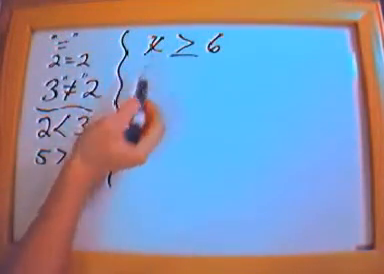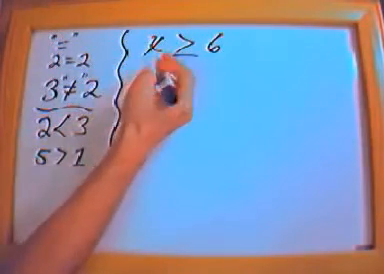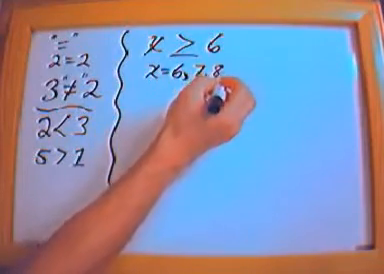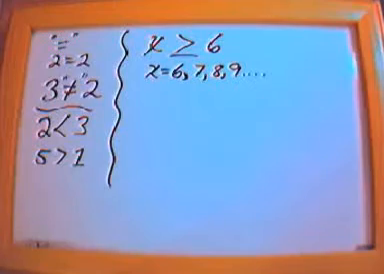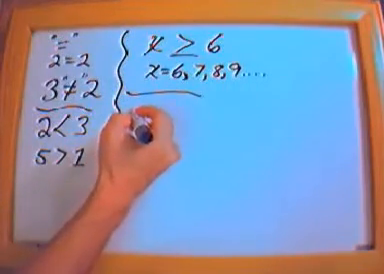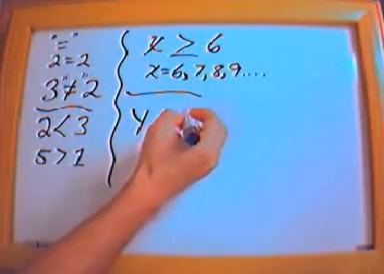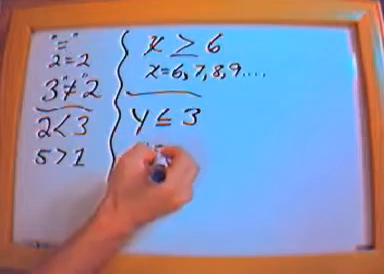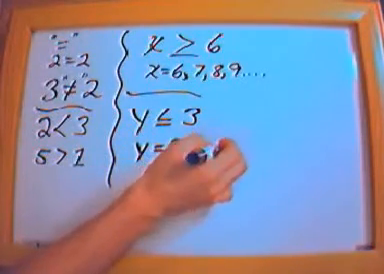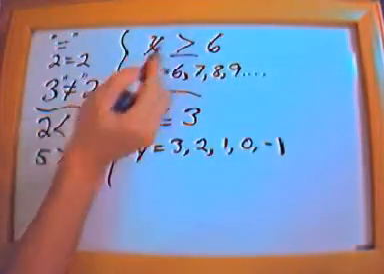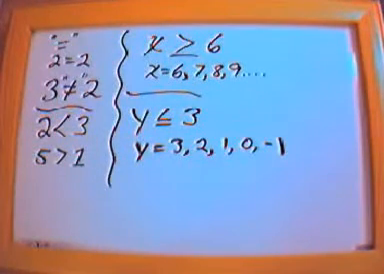That means x must be either 6, 7, 8, 9, on up, because x is always greater than or equal to 6. And there's also an equivalent less than or equal. You can say y is less than or equal to 3. And that means that y must be either 3, 2, 1, 0, -1, etc. So basically you have greater than or equal to, less than or equal to. And that's going to be pretty important later on.